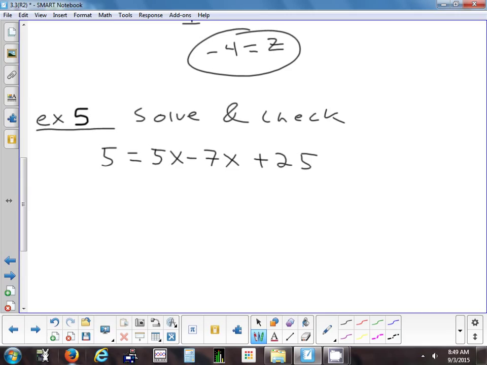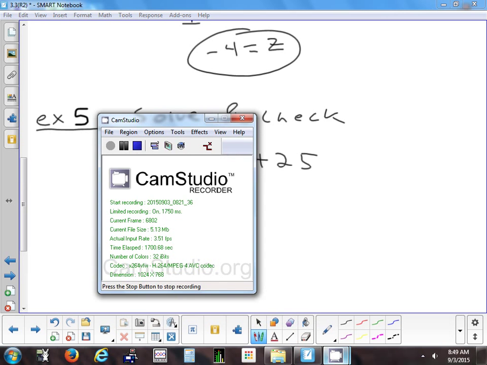All right, so for this one, why don't you guys give this one a shot? Okay, the last one we've got has some fractions in it, so we're going to help you through that one. But try this one, take a couple minutes, see what you can do.